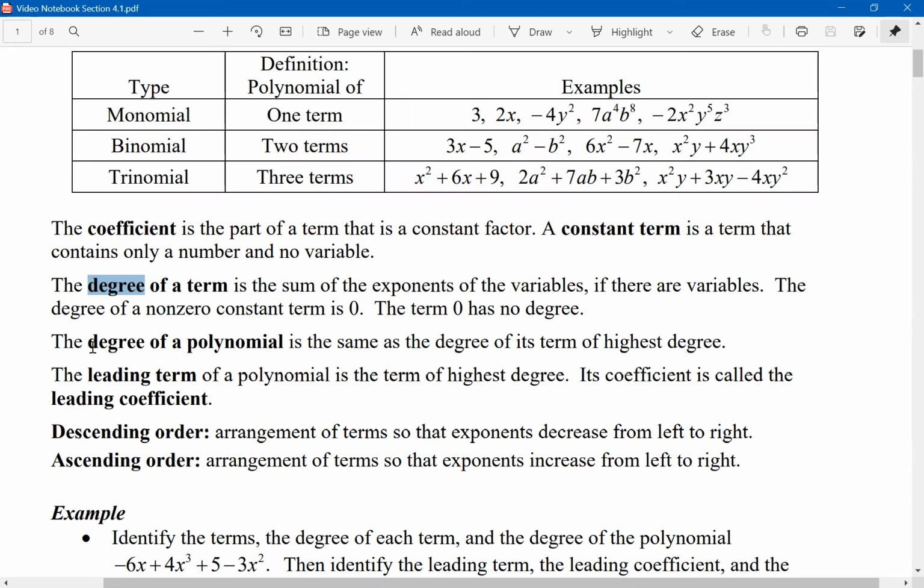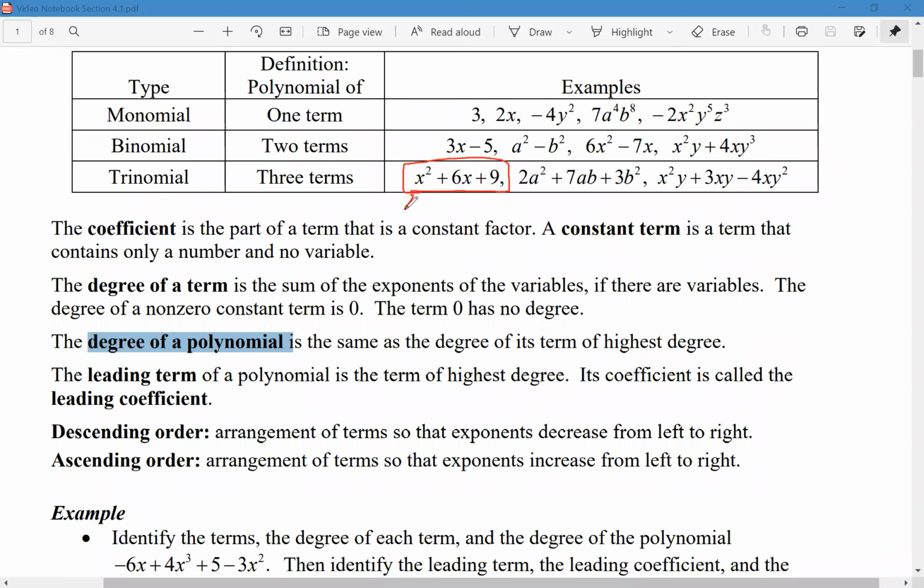All right, now, once you get more than one term, it's a little bit trickier. The degree of a polynomial is the same as the degree of its term of highest degree. Okay, that's kind of a tricky sentence to understand. So here's how I see it. You look at the polynomial, you look at the degree of each term separately, and then you pick the highest. Let's do a quick example of that. So I'm going to use x squared plus 6x plus 9 as an example.